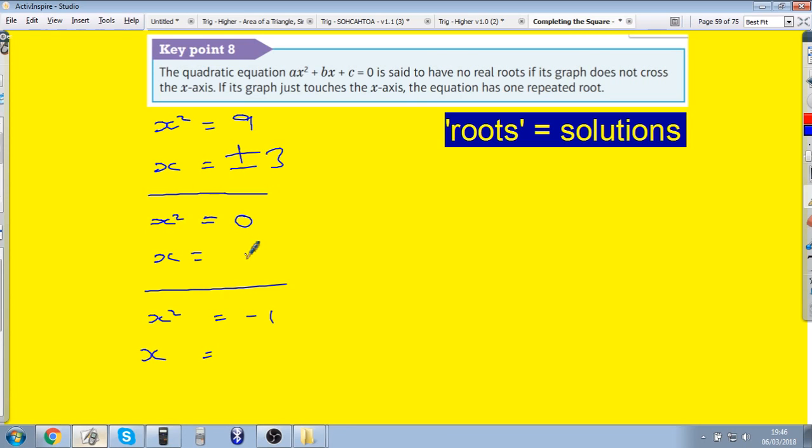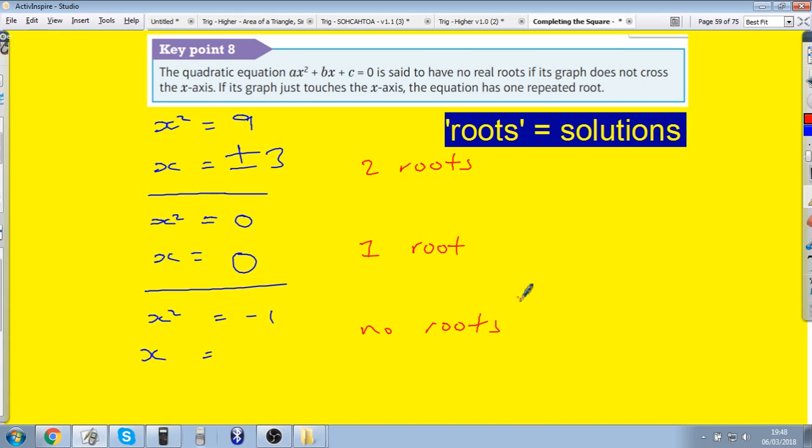Okay. x squared equals minus 1. What is x? So that would be root of minus 1, but you can't get roots of a minus number. Basically, there's no solution. Okay. And so what this shows you is that this one here has two roots or solutions. This one here has one root, or more accurately, one repeated root. And then this last one has no roots or no solutions.